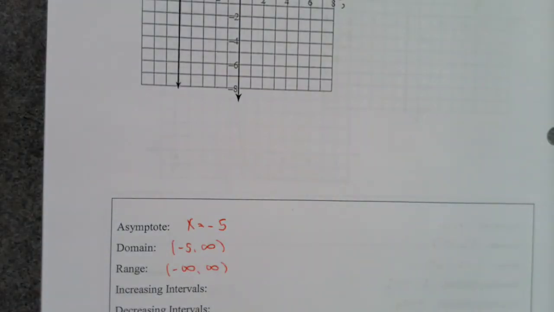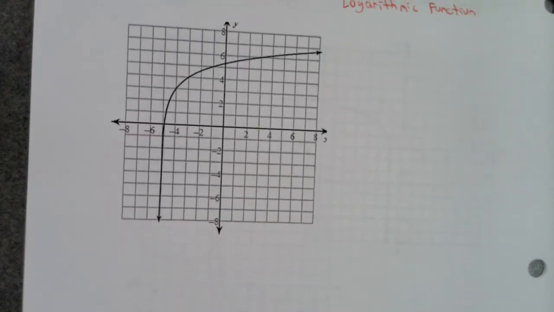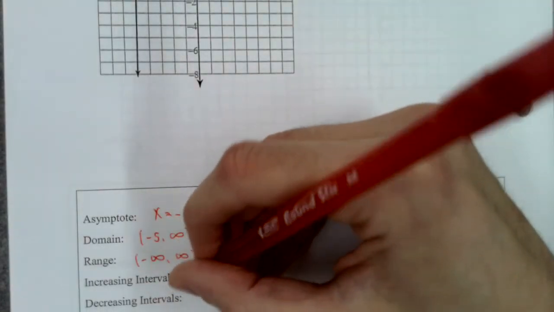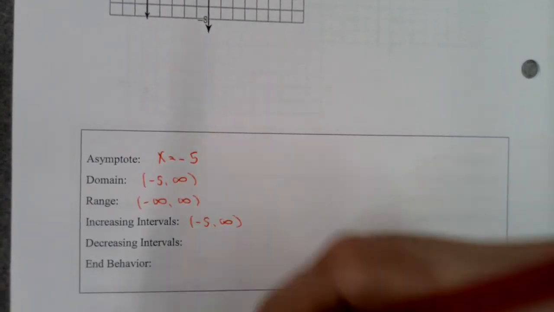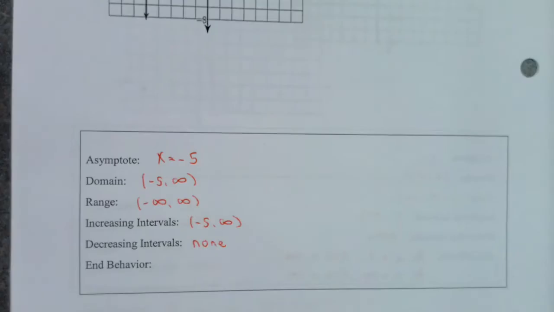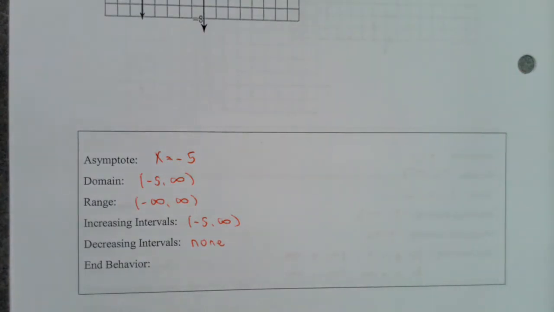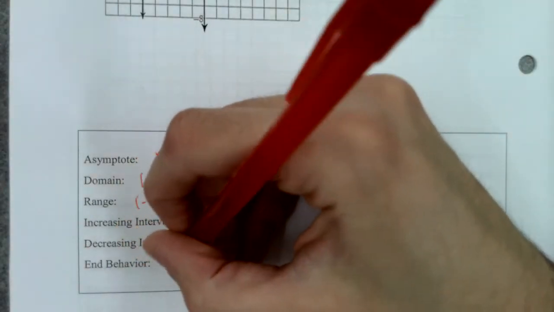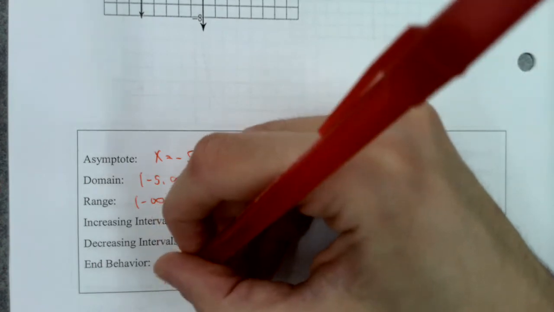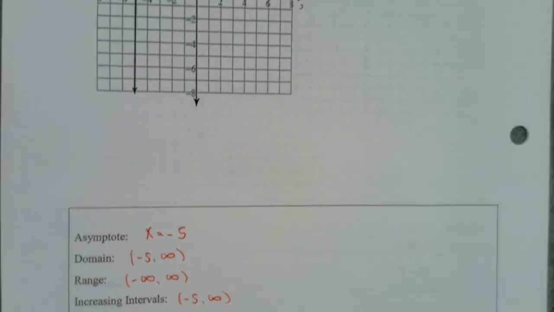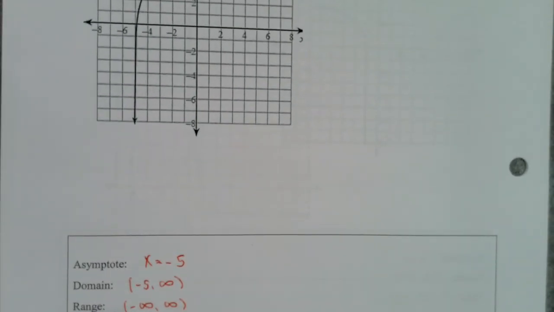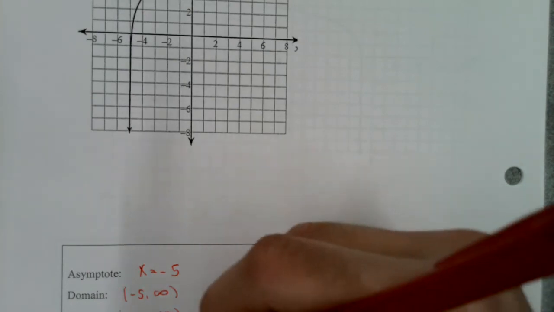Increasing intervals means where is the graph going uphill? It's going uphill from -5 up to infinity. Decreasing intervals are where it's going downhill, where it has a negative slope, and there are none, so I'll say none. And finally, the end behavior, so I'll say as x approaches something, and as x approaches infinity. The graph never actually approaches negative infinity for x, so I'll say as x approaches -5 will be my other end.